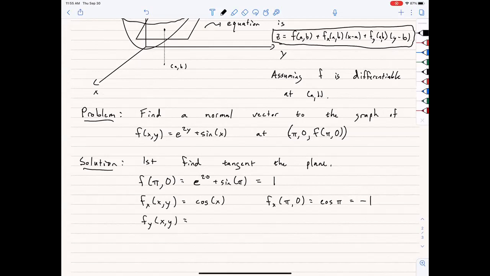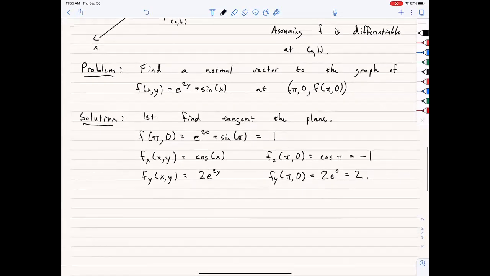All right, so partial with respect to y, 2 e to the 2y, right? Again, sine of x is treated as a constant, just goes to 0. So take the partial with respect to y, evaluate it at (pi, 0). I get 2 times e to the 0, which is 2. Okay, great. I've got the 3 things I need for either a linear approximation or a tangent plane. Got them all.